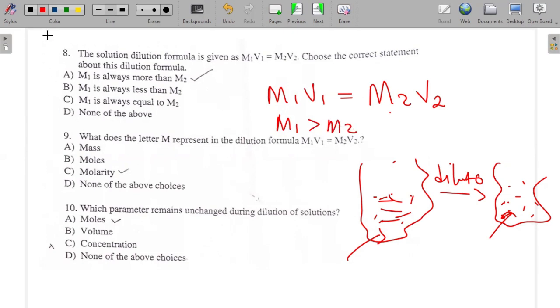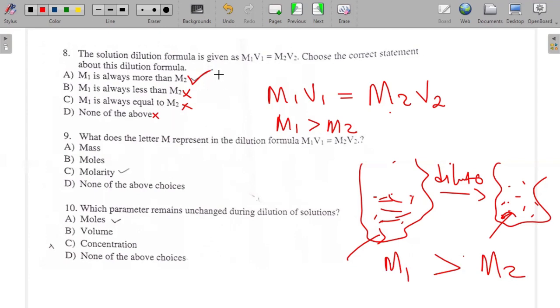Now when you go to our options, we see that M1 is always more than M2. So this is the answer here, that's the correct statement. Here they're saying M1 is always less. This one is false, because it can't work like that. And then C, M1 is always equal to M2. This is not true. And even option D is not true. So the only correct option here is Option A, which is that the concentration before dilution is always more than the concentration after dilution.